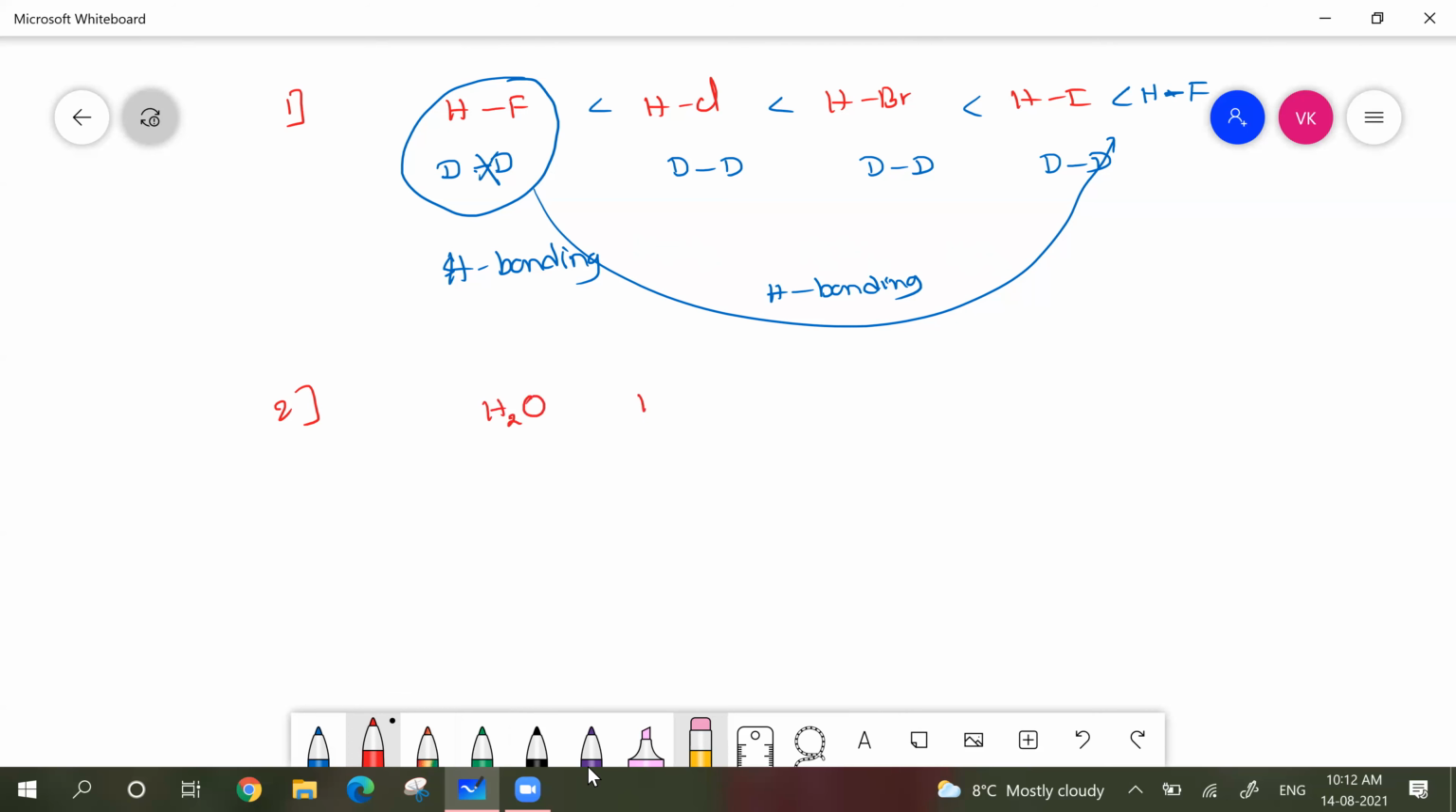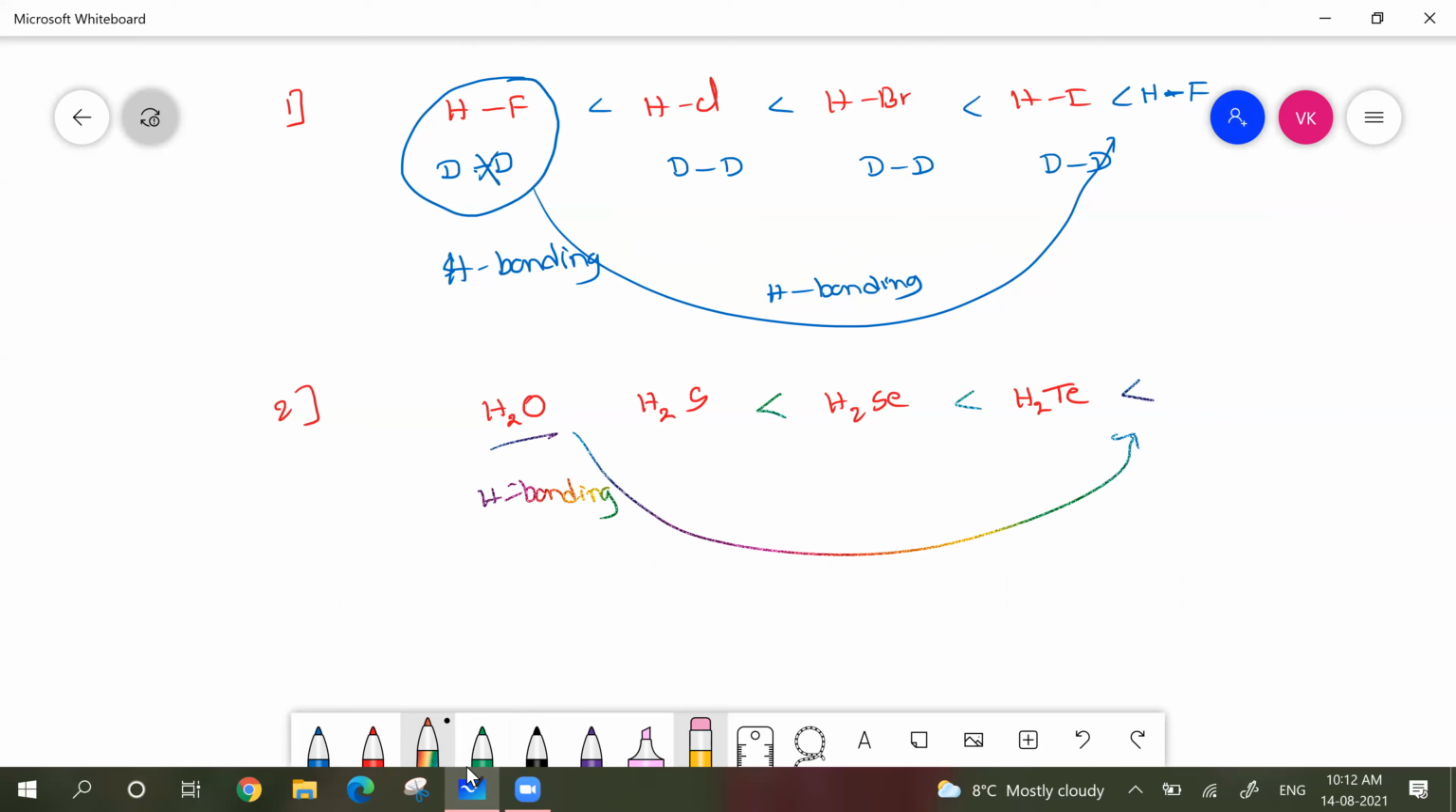One more example. Similarly, if they ask you a question like H2O, H2S, H2Se, H2Te, compare which is having stronger intermolecular interactions. Okay, then again same thing here. Water is having hydrogen bonding, so it occupies the first place, and the rest of them you can compare with their molecular weight. So this is the order when you compare molecular weight, but water occupies the first place out of all because of hydrogen bonding.